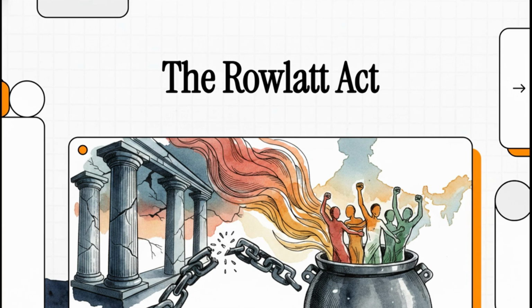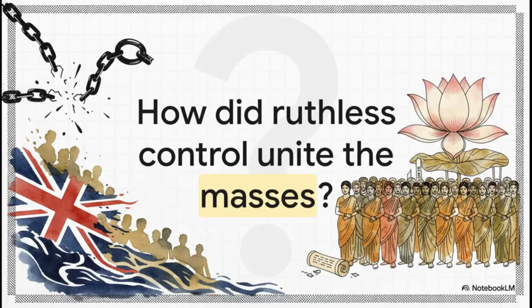Today, we're putting on our researcher hats to analyze a massive, structural failure of colonial power. We're going to examine one single piece of legislation that completely changed the course of history. We're looking at the Rowlatt Act of 1919. It was a law meant to crush a movement, but instead, well, it acted like a giant pressure cooker that forged a unified nation. Think about this for a second.